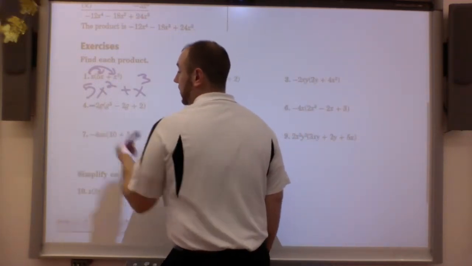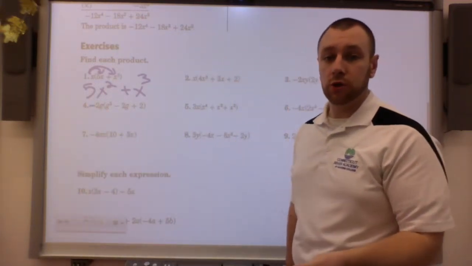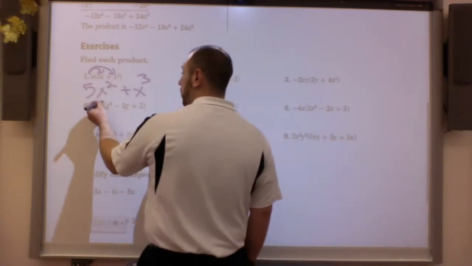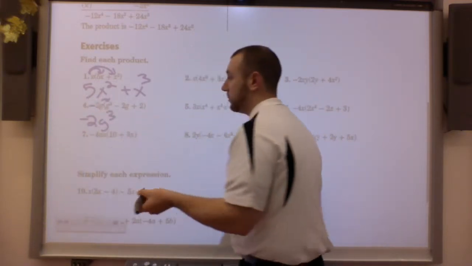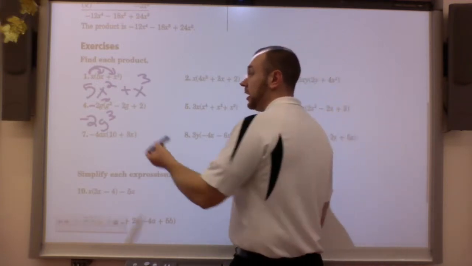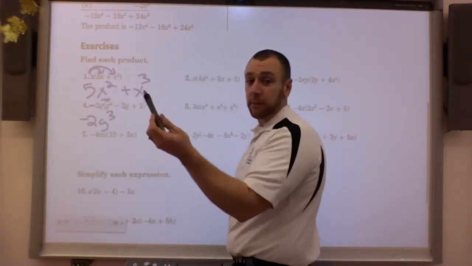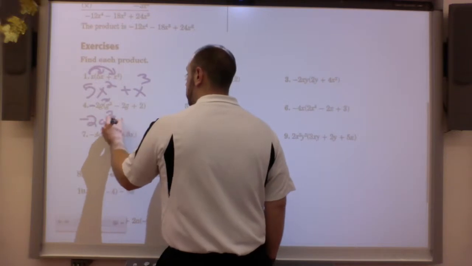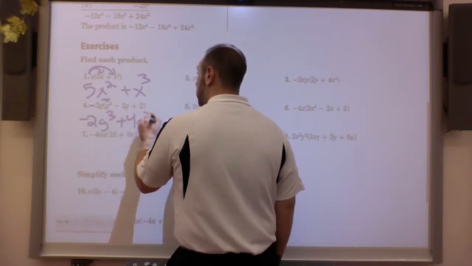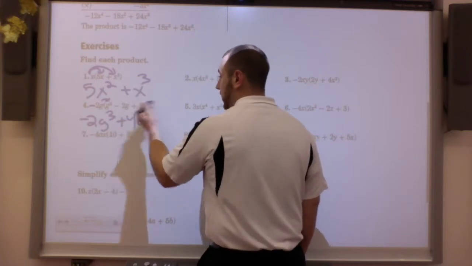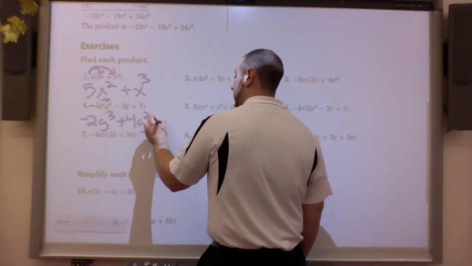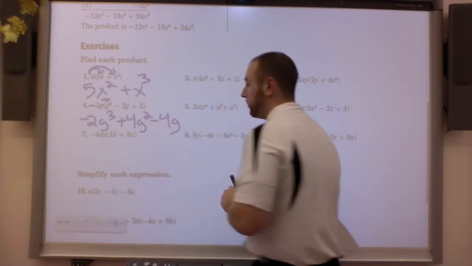For number 4, I now am distributing a negative 2g. So when I distribute it in, it's going to be negative 2g to the third, because I'm adding another exponent. A negative times a negative is a positive, so it's plus 4g squared.